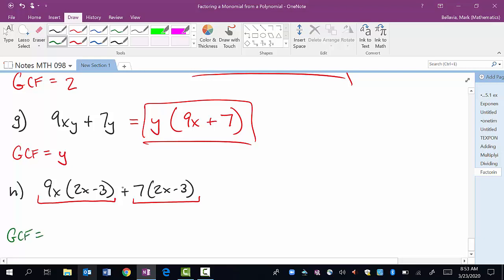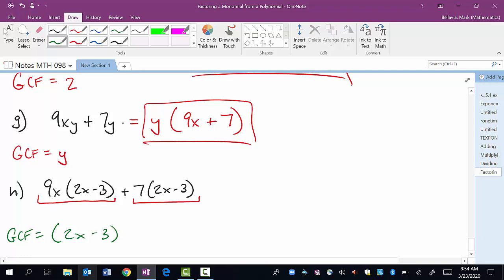Well, 9 and 7, those don't have anything in common. This has a single x in front, but this doesn't have any x's in front, so you can't have anything in common there. And then we've got this 2x minus 3. This has a 2x minus 3. So the GCF in this case is 2x minus 3.